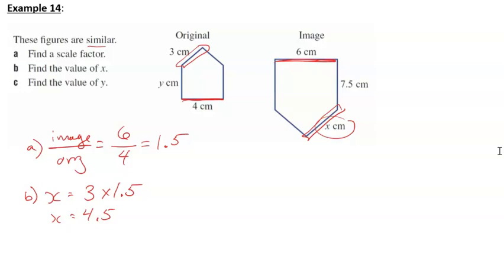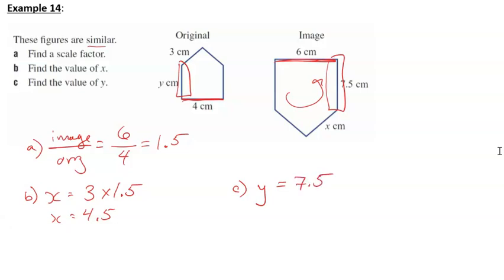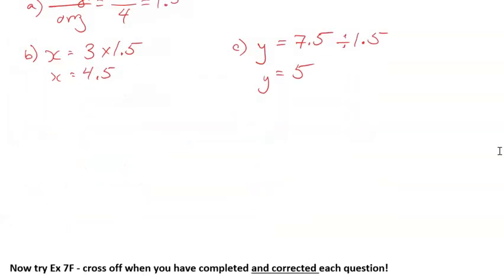Yes, it is. And now I'm going to jump over here for C. Y, now y is this one here, and now we're a little bit different. If I were to spin this around, I would find that y corresponds to that side. So y is going to be equal to 7.5, but because we're going from image to original, we're going to divide that by 1.5, because we're going the other way around. So y is going to be equal to 5. There she blows.